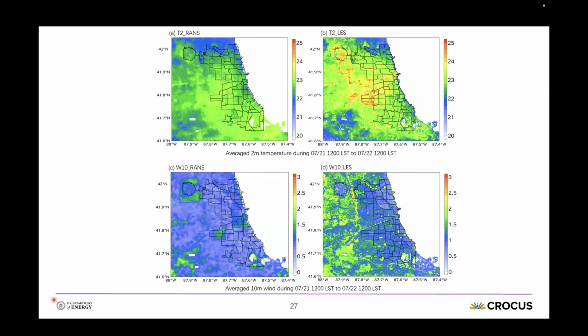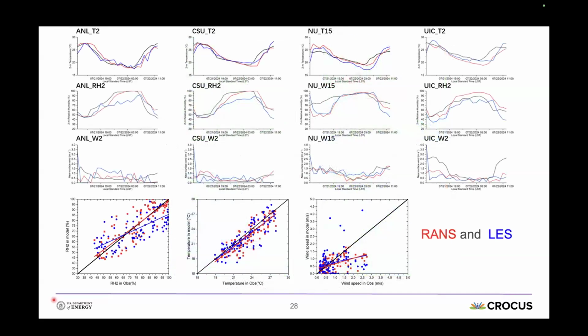For the near surface wind, the LES shows greater detail in wind patterns across the Chicago region. The wind speeds are more variable across the urban fabric, showing low wind speed in the high built-up areas and higher speeds in the open spaces. Next slide, please.